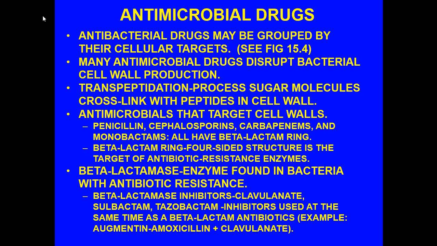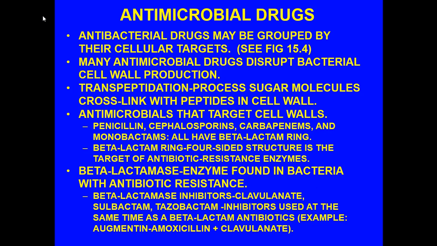You know that bacterial cell wall stability is essential to maintain the integrity of the bacteria cell, particularly where you have osmotic forces, water concentrations inside versus outside of the cell, etc. So to maintain the structure and the shape of the cell, you have to have a very strong cell wall. Now, part of this is produced through a process called transpeptidation. It's a process where the sugar molecules are going to cross-link with peptides in the cell wall.